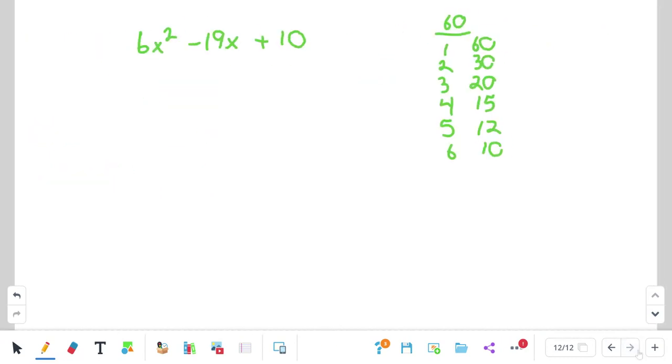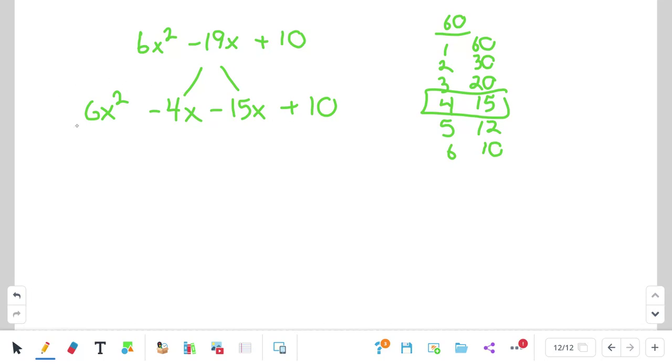Okay, one more. I already multiplied the 6 and 10 and got 60 and wrote all the factor pairs. I'm looking for a pair that adds together to get 19. That'd be 4 and 15. So we'll take that, split it up, 4x, 15x. And now the only way for them to combine together to get negative 19 is if they both had negative signs. Bring the first one and the last one down. Again, focus on this pair for right now. The biggest thing that divides out of both those is a 2 and an x. Okay, and what's left over?